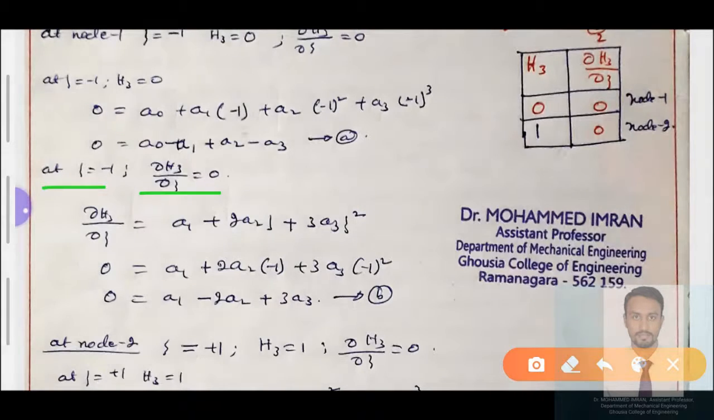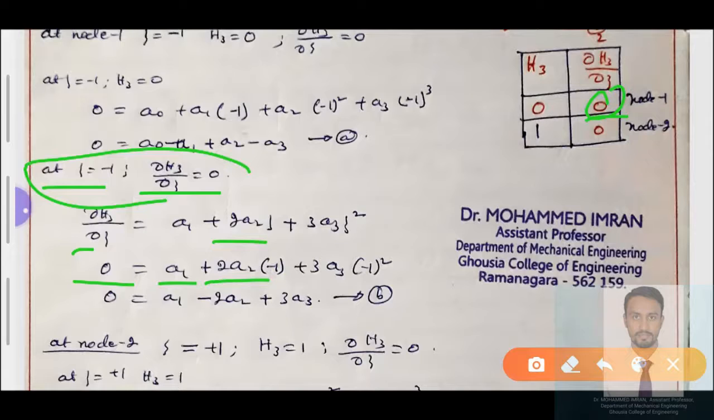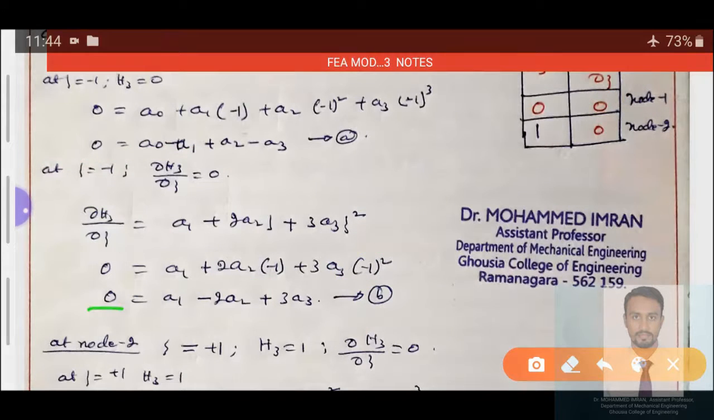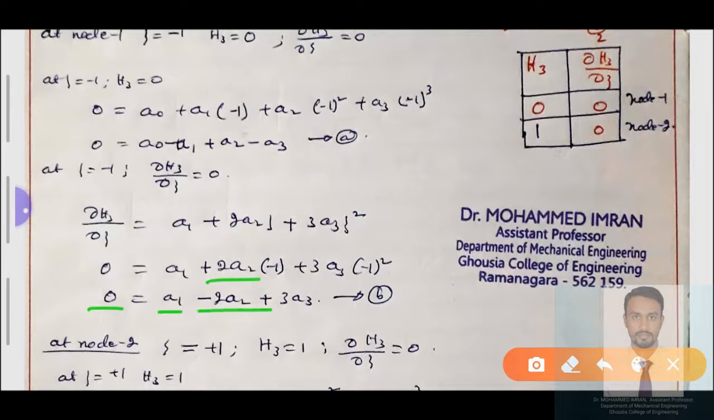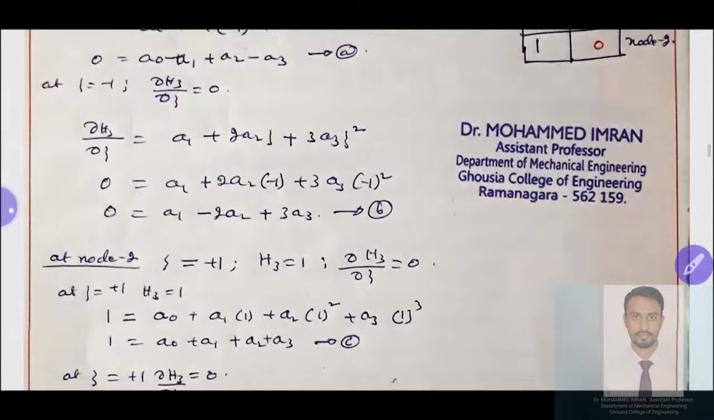At node number 1, dou h3 divided by dou zeta is equal to 0. When we differentiate equation number 5, we have dou h3 divided by dou zeta equals a1 plus 2 a2 zeta plus 3 a3 zeta square. Substitute this boundary condition at node number 1: the value 0, a1 plus 2a2 zeta becomes plus 2a2 into minus 1. Why? At node number 1 zeta is equal to minus 1. Plus a3 zeta square becomes plus 3 a3, minus 1 square becomes 1. Rearrange this equation: 0 equals a1 minus 2a2 plus 3a3. Call it equation number B.